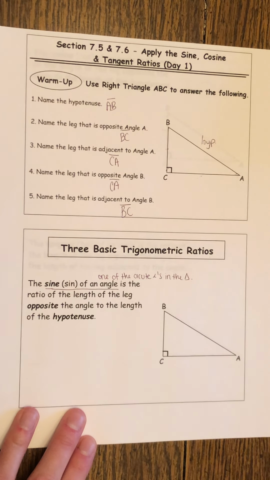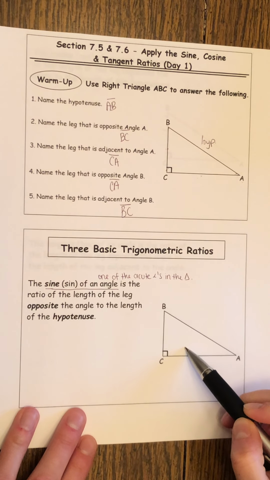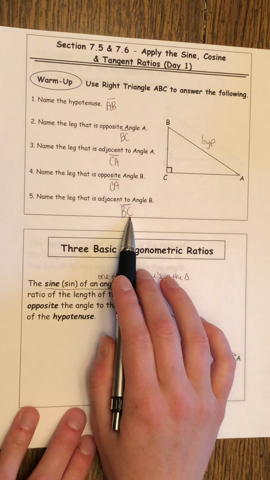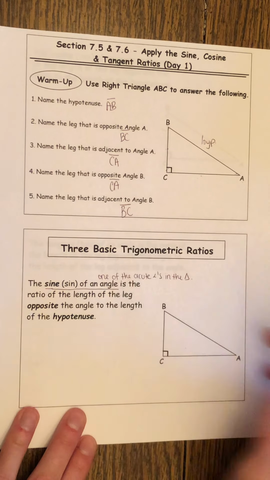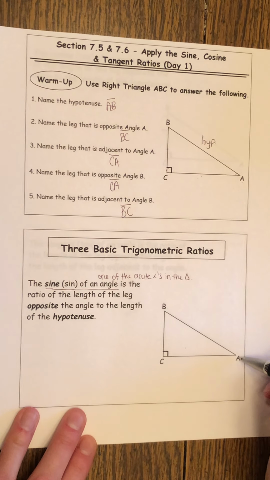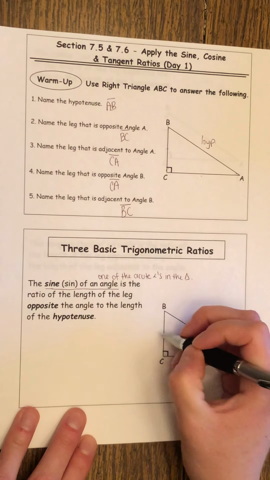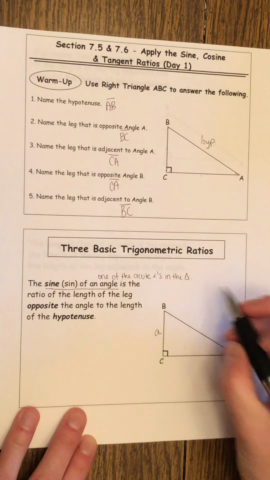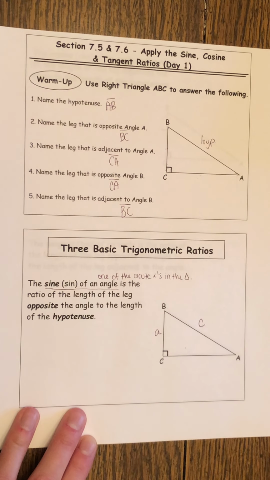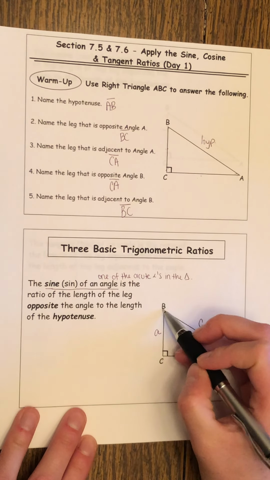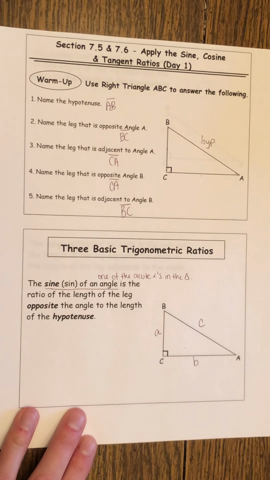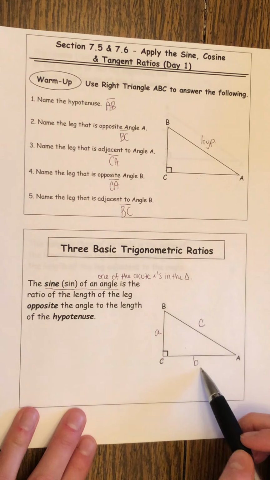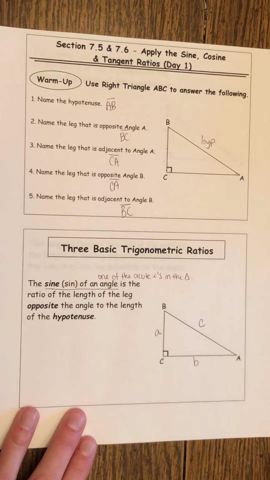Now, to simplify this picture up a little bit, instead of having to name the side lengths with 2 letters, I'm going to look across from angle A and label this lowercase a. I'm going to look across from angle C and label this lowercase c. Look across from B, label this lowercase b. So I only have to deal with 1 letter instead of 2.